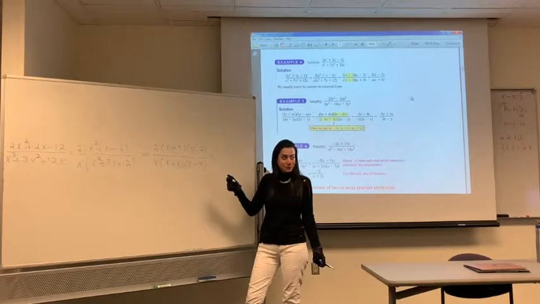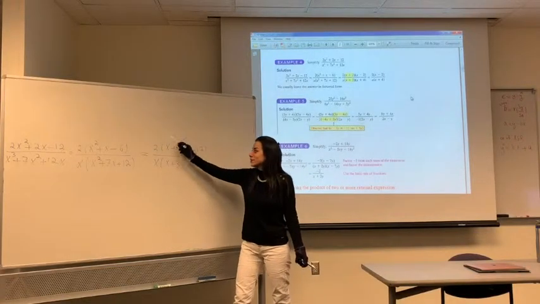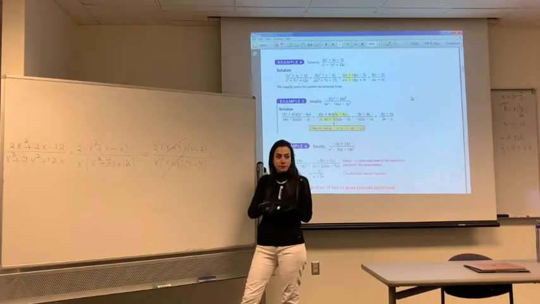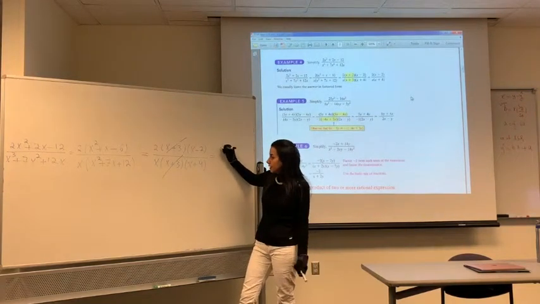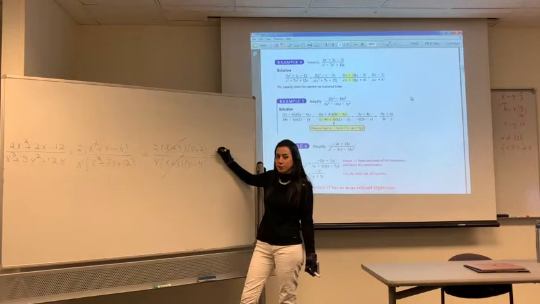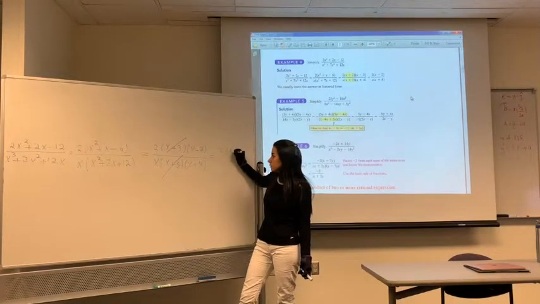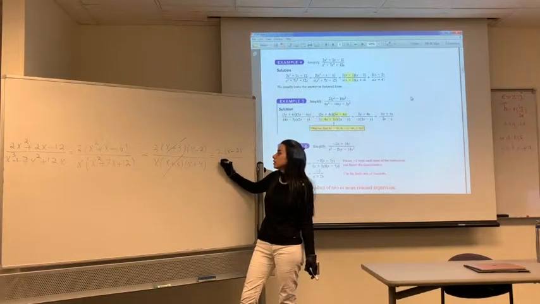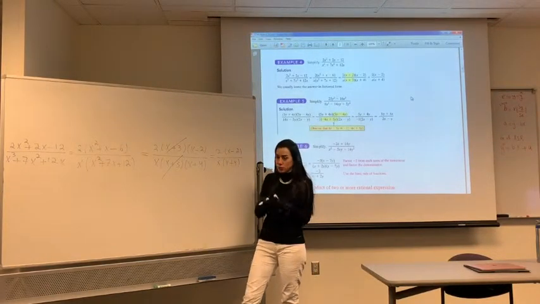Cross out which one? X plus 3. X plus 3. Right? Oh yeah, because this. And then write down the remaining: x minus 2 over x plus 4.